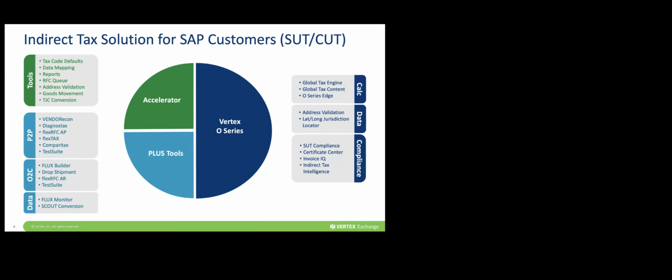So let's start off with the big picture view, and that is the approach that we take at Vertex is not just to implement a tax engine. Our solution is much more an end-to-end solution. And so aside from what you see on the right side here, where you've got Vertex O series with its content, processing logic, additional add-ons around address validation, compliance, cert management, and analytics, on the left side, we offer the accelerator and the plus tools. And these are actually installed within your SAP environment. And they're designed to solve very specific problems and to help you optimize your integration to Vertex.